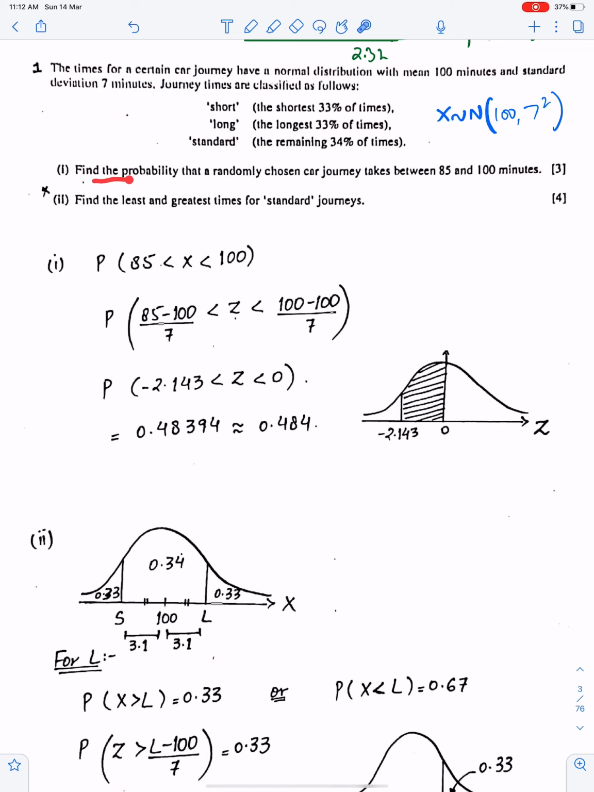Now, number 1, find the probability that a randomly chosen car takes between 85 and 100 minutes. And one very important thing, before watching this lecture, make sure you have watched my lecture 1. Because in lecture 1, I have discussed very important concepts of normal distribution. So I will not discuss those concepts here. I will straight away discuss the solutions of the questions. Even if you are good at normal distribution, make sure you have watched my lecture 1, because you will find a lot of new things in that lecture, which will help you to understand this chapter well.